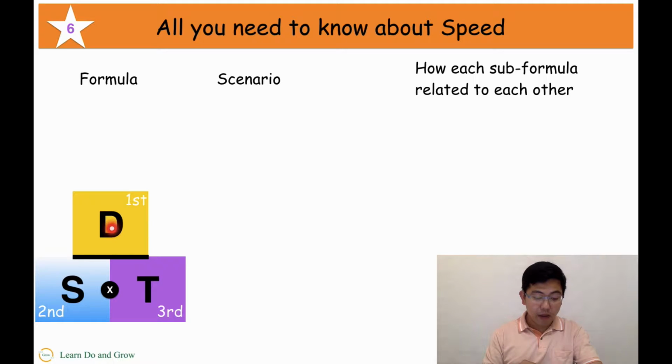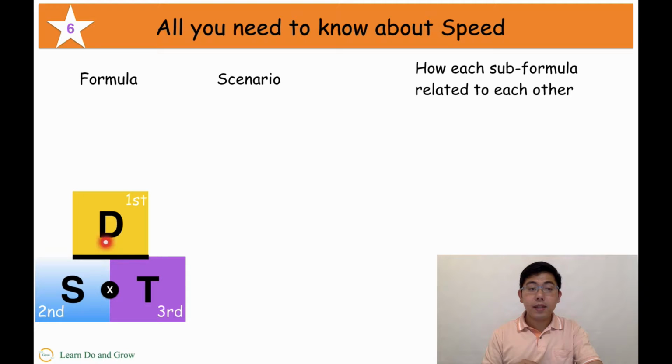So in this case, we have D, S, and T. Why do I put D here? Assuming that these three are running in a race, and in A, B, C, D, D comes first, right? And after that, S second, T third. So when we put them here, it's first, second, third.